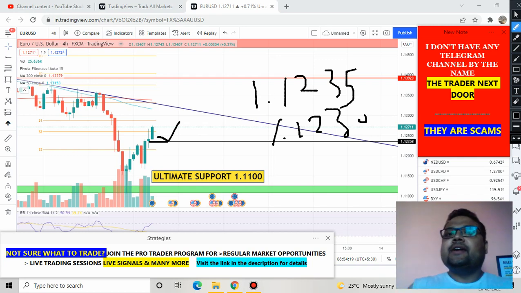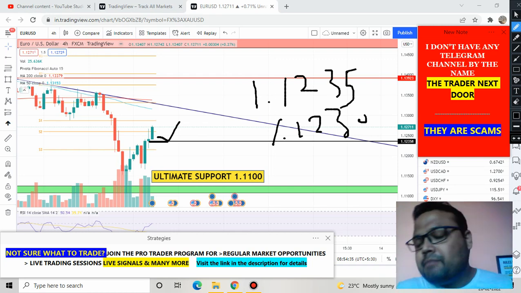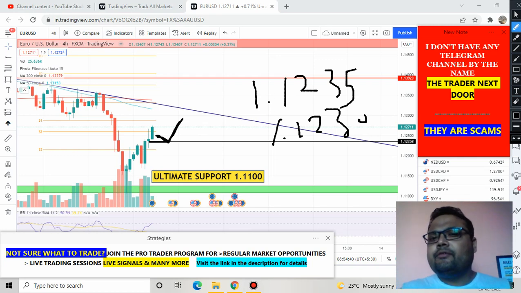In case fresh selling comes to the market, then obviously the market will break it and fall. As I was requesting you before, following strict risk management is extremely important in this news sensitive market, because anything may happen. So please be careful. If the market bounces from this particular level of 1.1230 to 1.1235, we can definitely take a buy position.